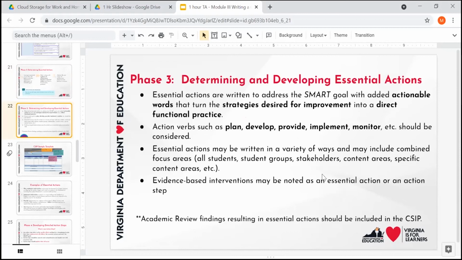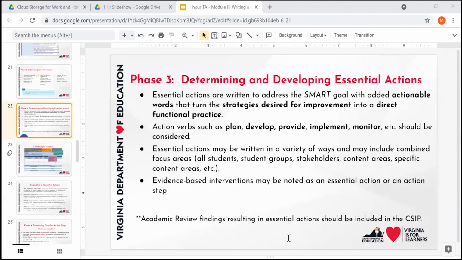And they could be, like Mike mentioned before, strategies you've already done that you just need to tweak a little bit, right? Or they could be strategies that are working that you need to expand to more students in your building. So they don't always have to be brand new strategies, right? But considering where you are and what your next steps are.